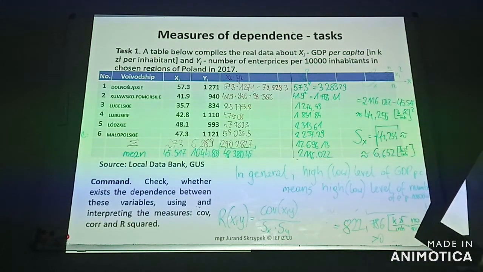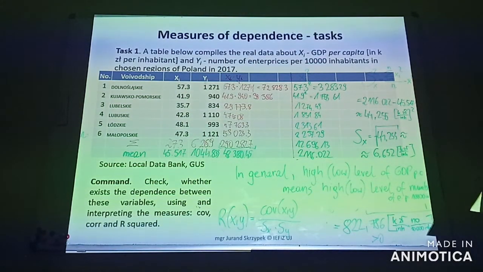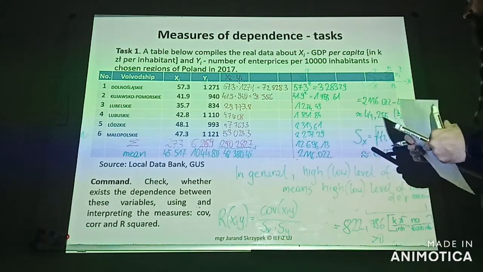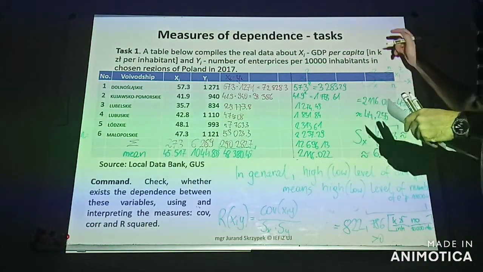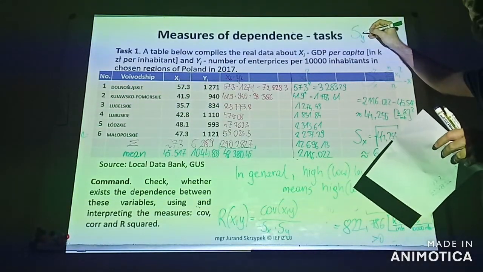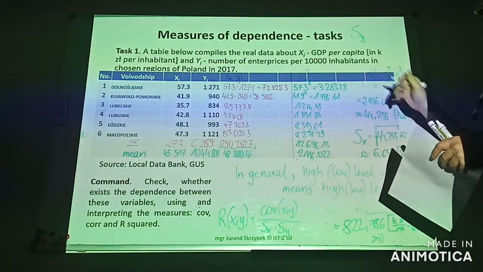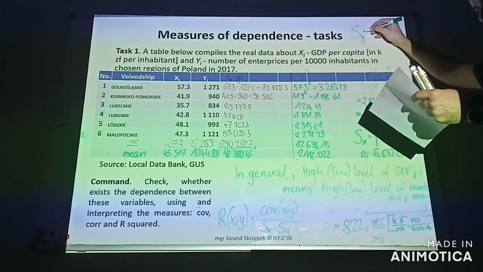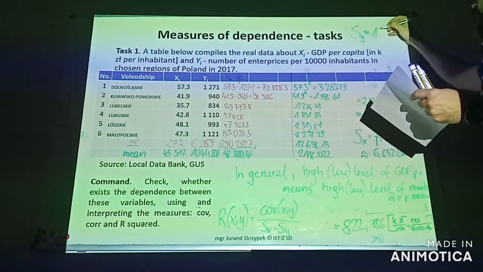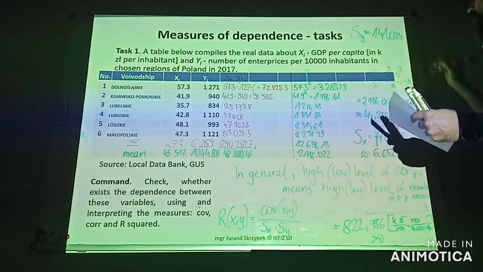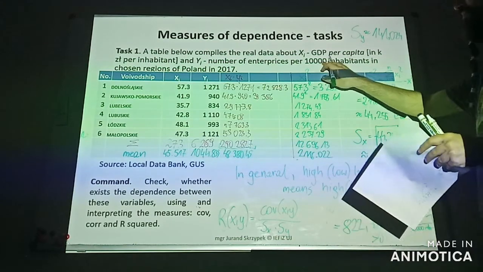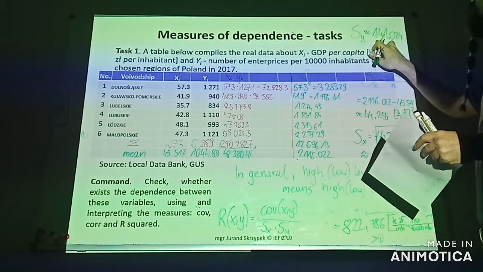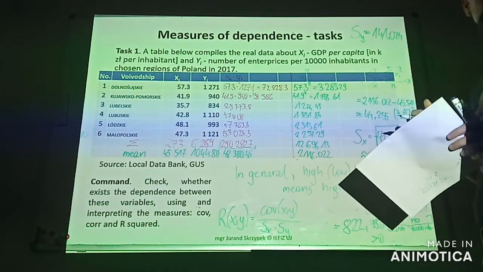Okay, we can do the same thing on the basis of variable y, but it is a boring activity, so I will give you the final result, the standard deviation of variable y values, the standard deviation of number of enterprises per 10,000 inhabitants. Yes, you can check it out at home. It is around 141.024. So the average deviation of number of enterprises per 10,000 inhabitants in chosen regions of Poland from the mean is around 141 enterprises. Yeah.